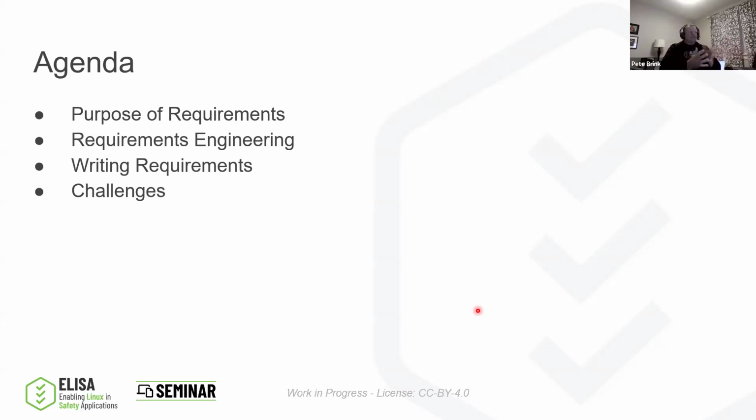We'll be covering a variety of different topics here. Right off the bat, why write requirements in the first place? Then a basic overview of what the requirements engineering process looks like, and the things that we perform during each one of those phases. A brief introduction to a methodology for writing requirements effectively. And then, of course, the challenges associated with it.